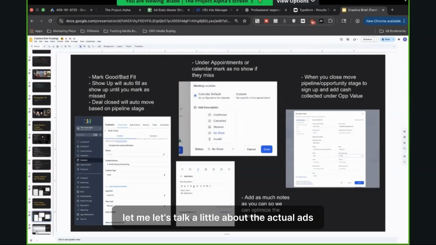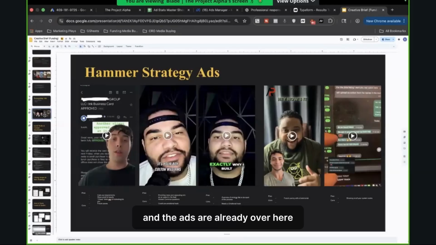Let's talk a little about the actual ads. I do believe that's very, very important. And then go into a little bit more about GoHighLevel and kind of how to use GoHighLevel a little bit. All right. Because I'm already over here and the ads are already over here.